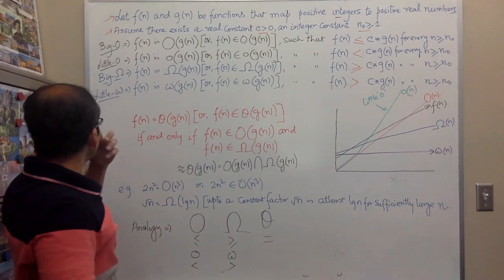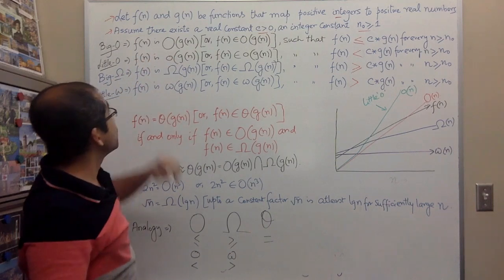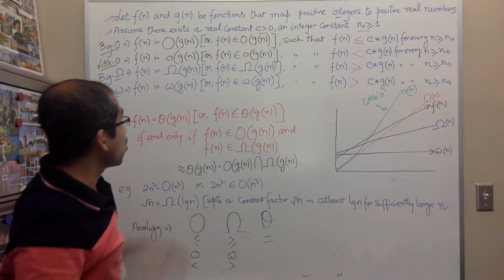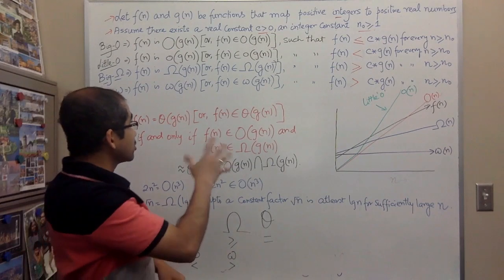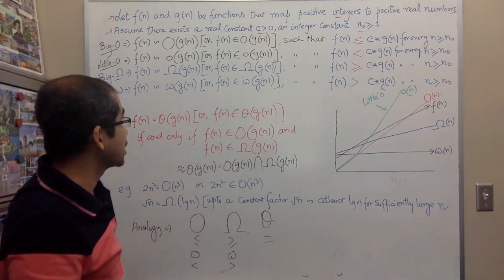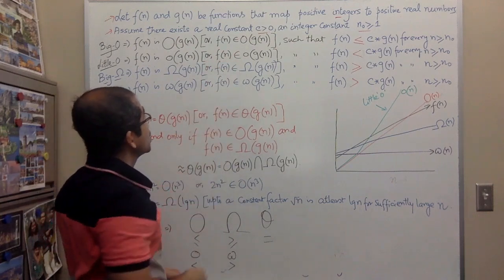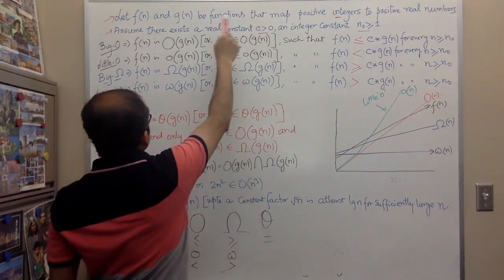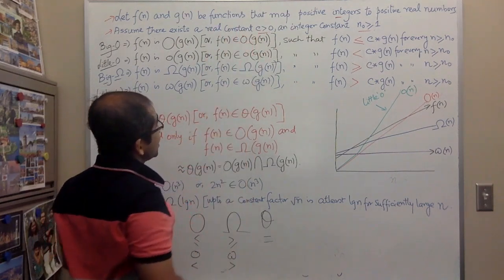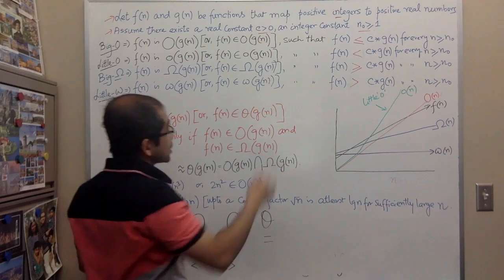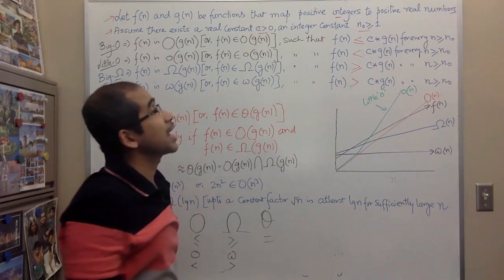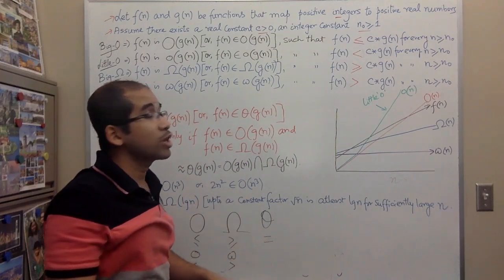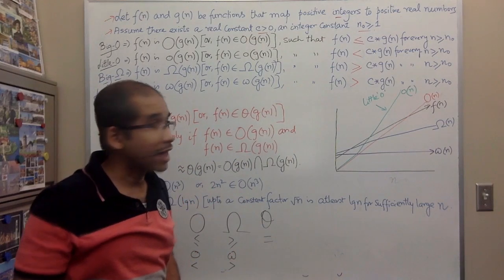Okay, so now we say F(n) is big O of G(n), or F(n) belongs to the set of functions which are of the same growth rate as G(n). That's why the set notation. With the presence of this constant c and n0, such that F(n) is less than or equal to c times G(n) for every n greater than or equal to n0.